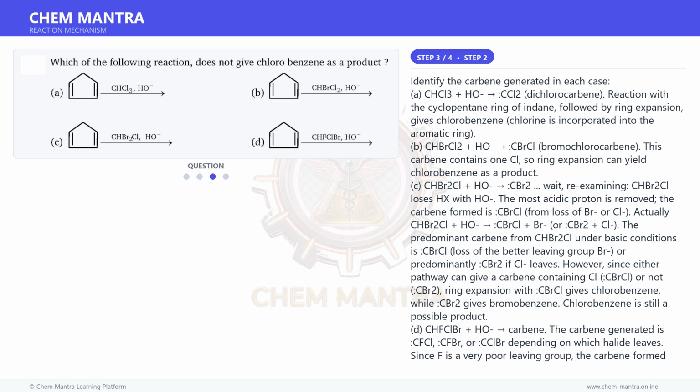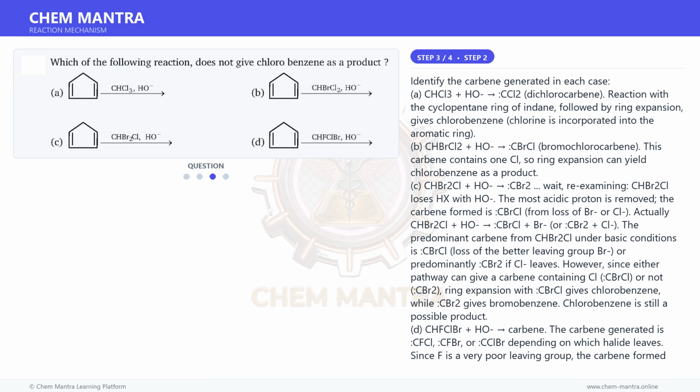A. CHCl3 plus HO- gives CCl2, dichlorocarbene. Reaction with the cyclopentane ring of indane, followed by ring expansion, gives chlorobenzene. Chlorine is incorporated into the aromatic ring. B. CHBrCl2 plus HO- gives CBrCl, bromochlorocarbene. This carbene contains 1 Cl, so ring expansion can yield chlorobenzene as a product.